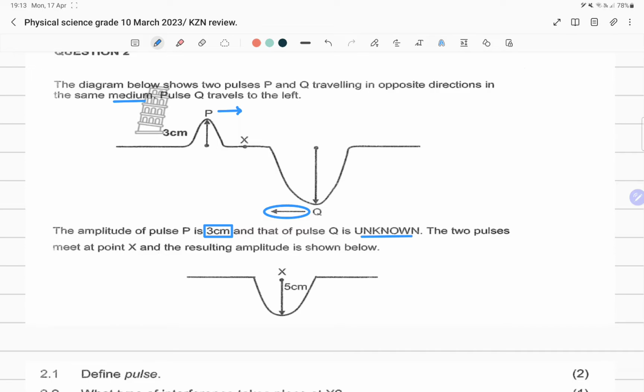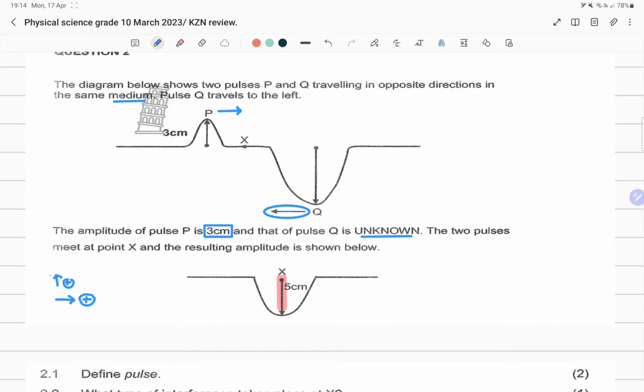Potential question. The two pulses meet at point X, and the resulting amplitude is shown below. Okay, so there's our amplitude. It is 5 centimeters in the negative direction. Now we have to decide, because we have an up and down, so we can choose that up is positive and to the right is positive as well. Okay, so you can decide here.